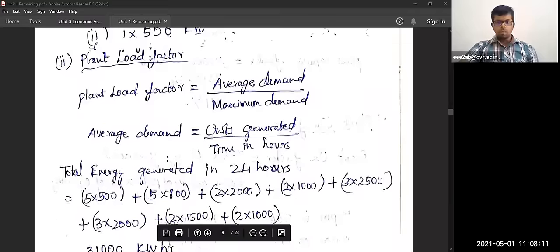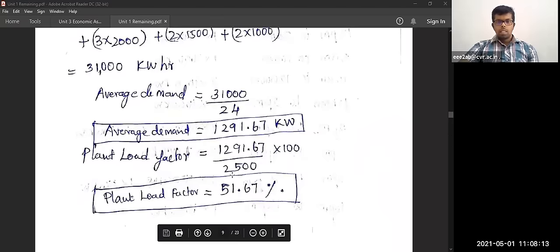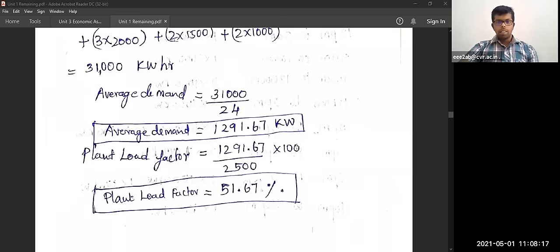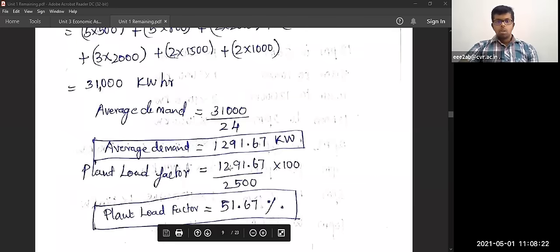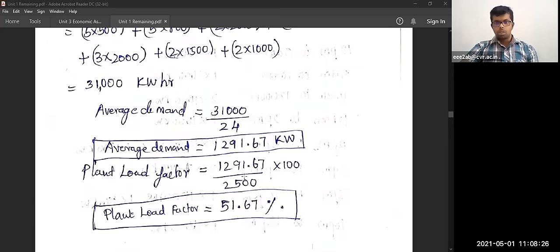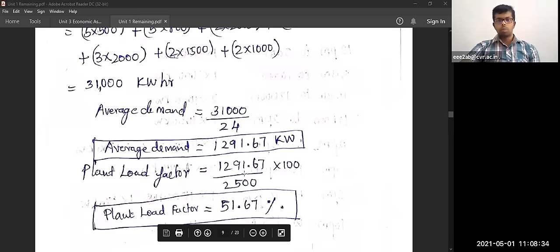So here, what is the maximum demand? That is 2500 kilowatt. That is substituted over here. So you have to write the formula, and after substituting, you will get the plant load factor as 51.67 percent. You have to multiply by 100 because this is the load factor.